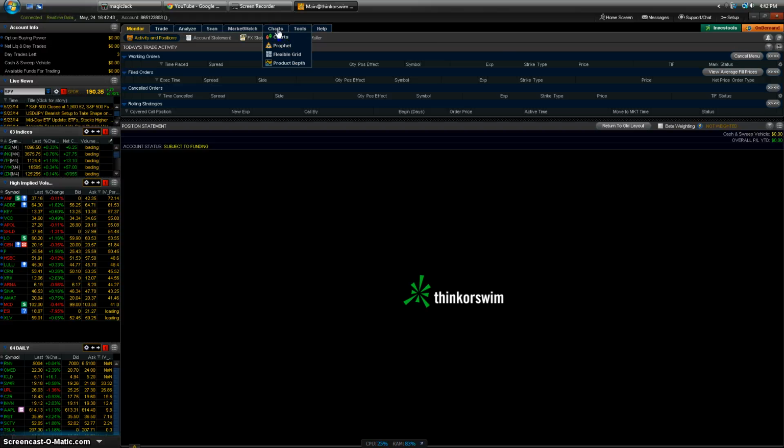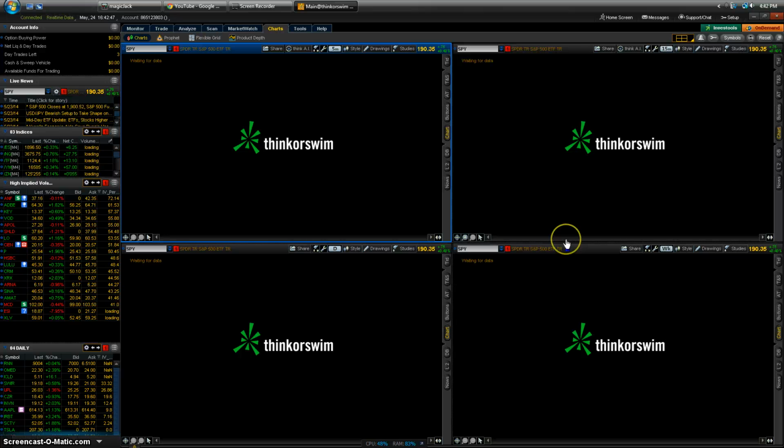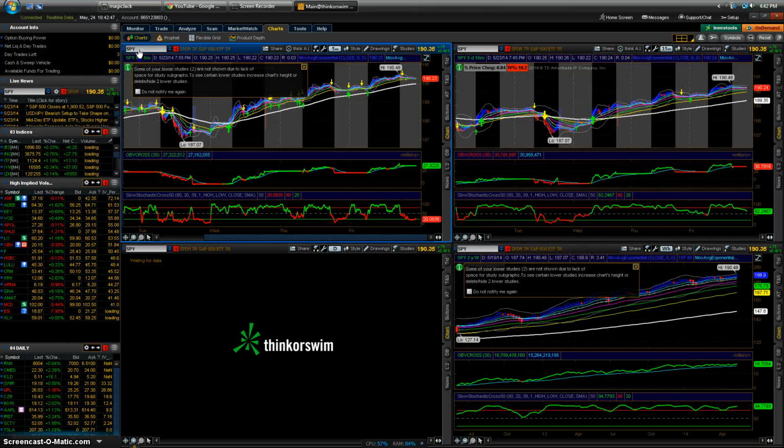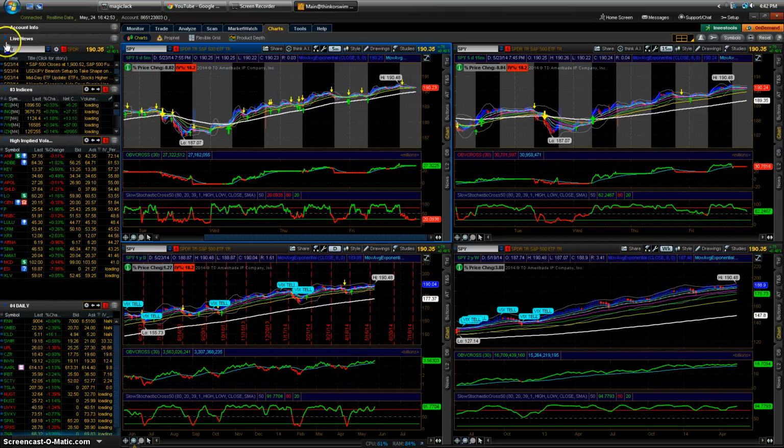So on the forum already, here's my chart setup. It's already selected SPY. Okay, here's my SPY. Here's my watch list. I can make this bigger. Okay, so here's my high implied volatility watch list sorted by IV rank, smallest to largest, and these are in penny-wide stock increments.